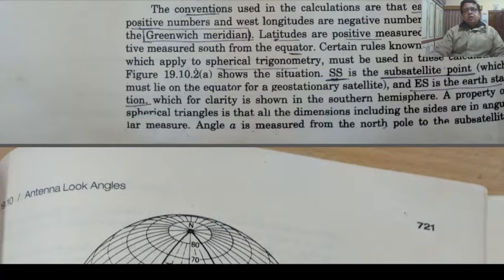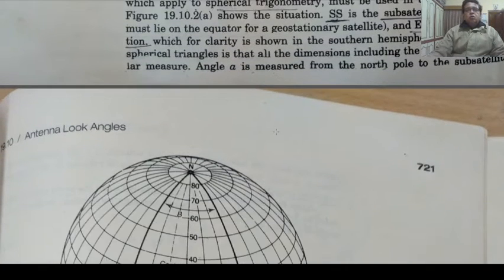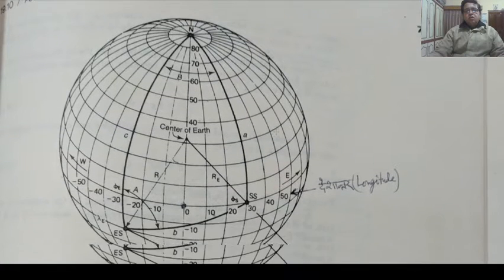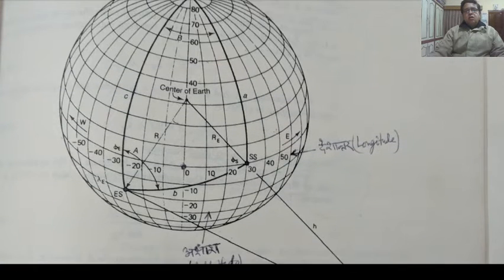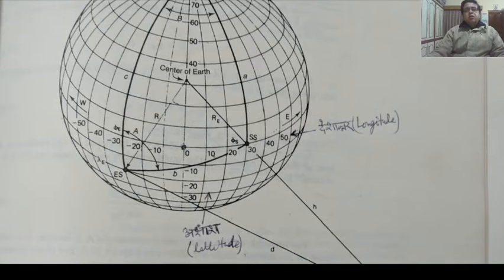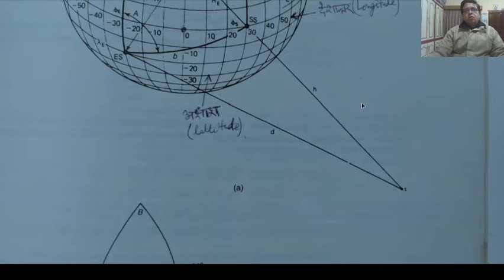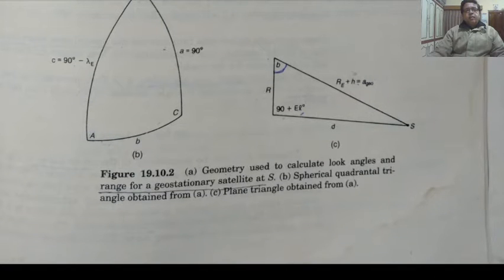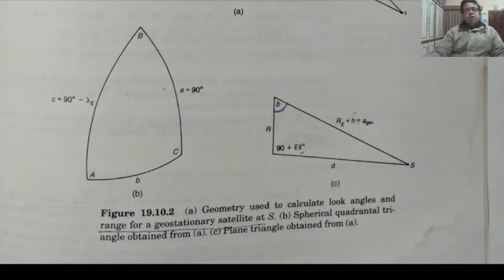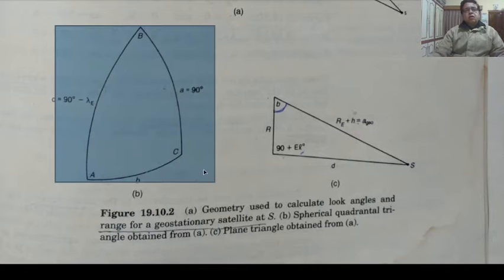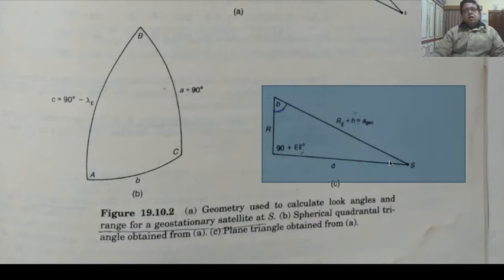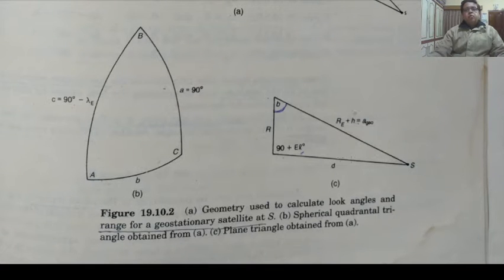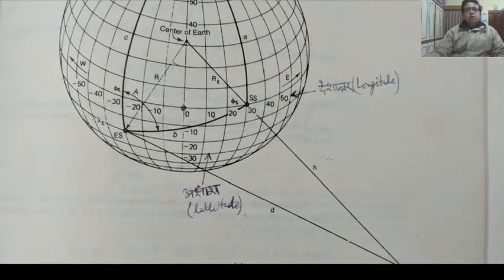In the last lecture, I suggested that you go through the geographical terms and spherical triangle Napier's rules. This is the spherical quadrantal triangle, and this is the plane triangle obtained from this figure.